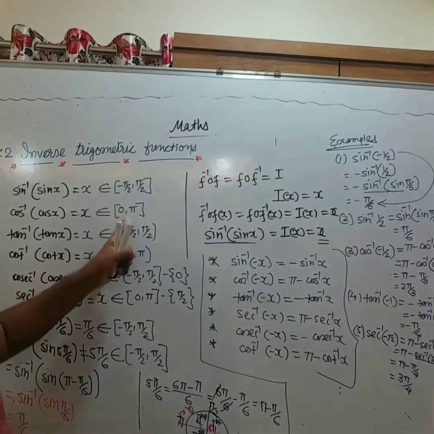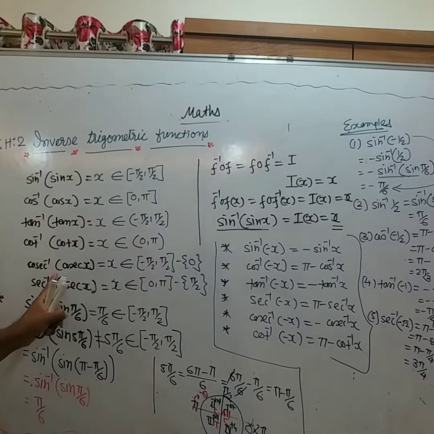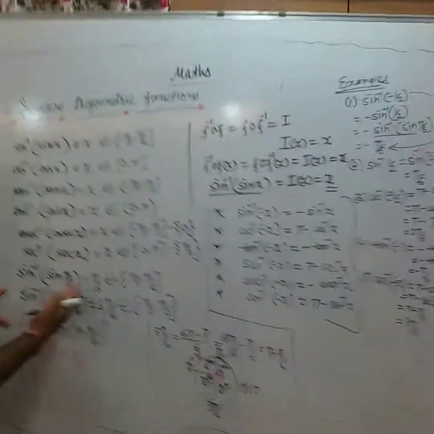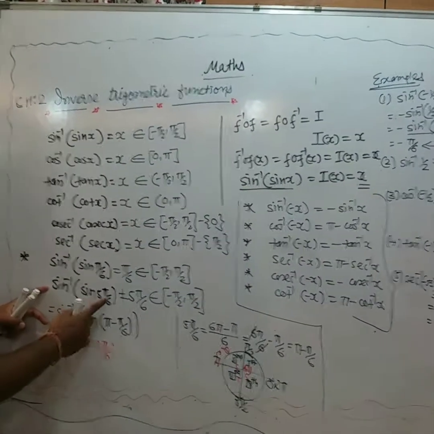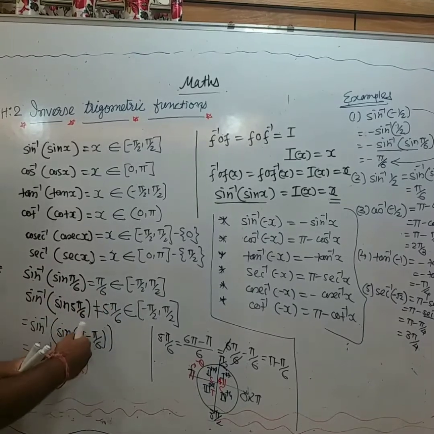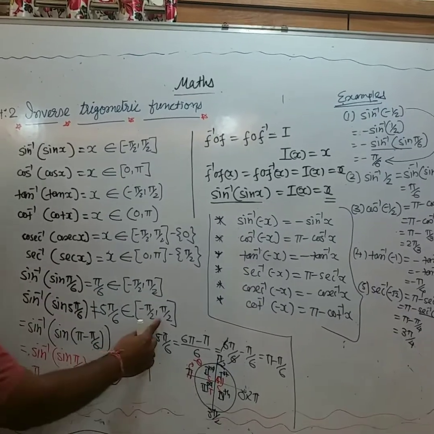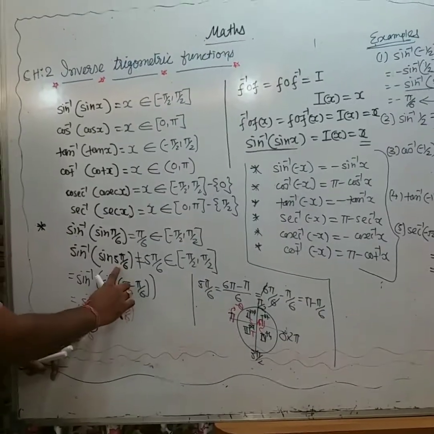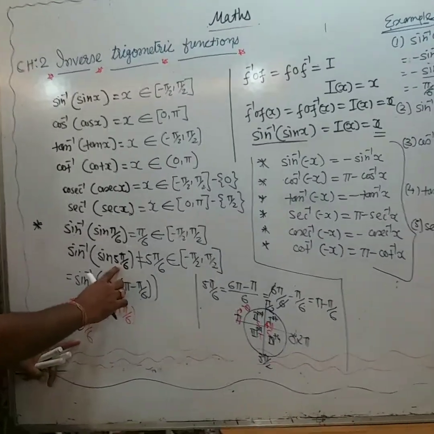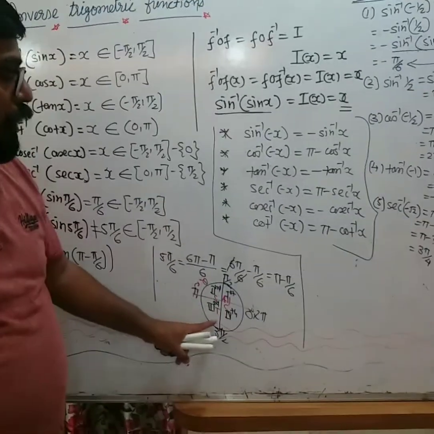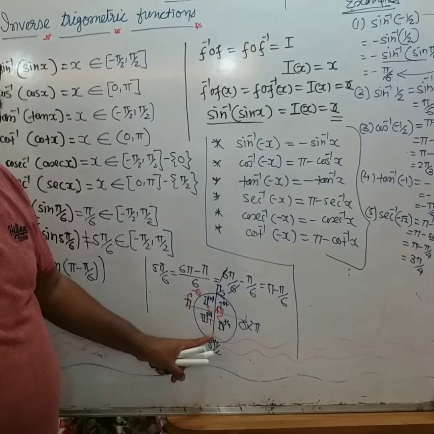Remember all the ranges of the inverse trigonometric functions. And for questions that do not belong to this range, we have to convert. By converting the angle to belong to this range, we can obtain the answer of such an equation. And also some little information about the unit circle.